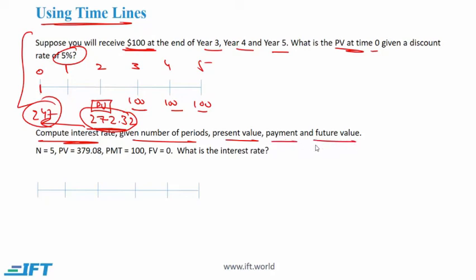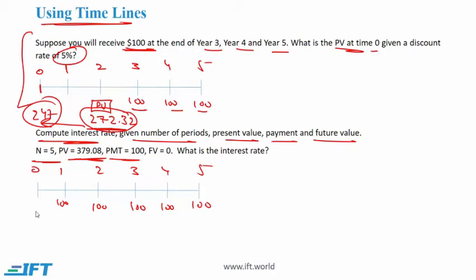Now another question, compute the interest rate given the number of periods, the present value, the payment, and the future value. So let's say that we have 5 periods. We know that the present value is this much. We know that the payment is 100 and the future value is 0. So we are essentially given the fact that there are 5 periods. We know that the payment is 100. So this is an ordinary annuity.